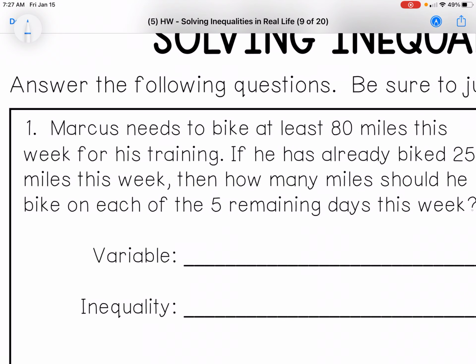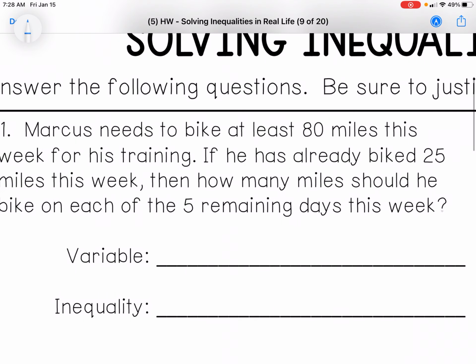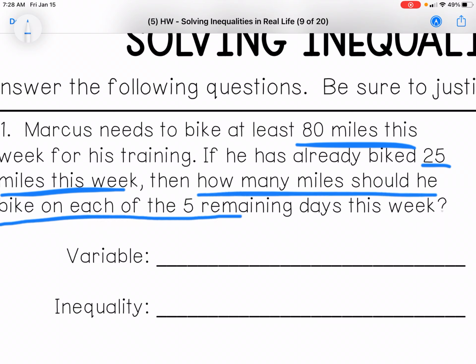Marcus needs to bike at least 80 miles this week for his training. If he has already biked 25 miles for this week, then how many miles should he bike on each of the 5 remaining days? All right, I'm going to underline some information that we're probably going to need. We're probably going to need the 25 miles for this week. And then we're going to need to know how many miles he should bike on each of the 5 remaining days.